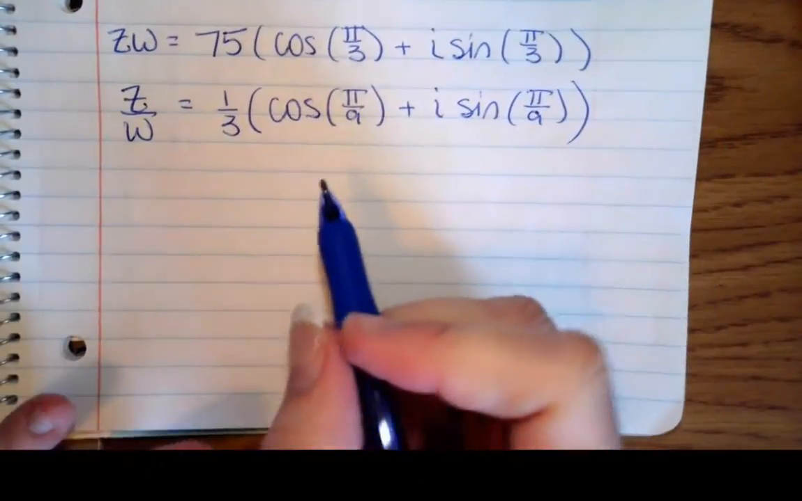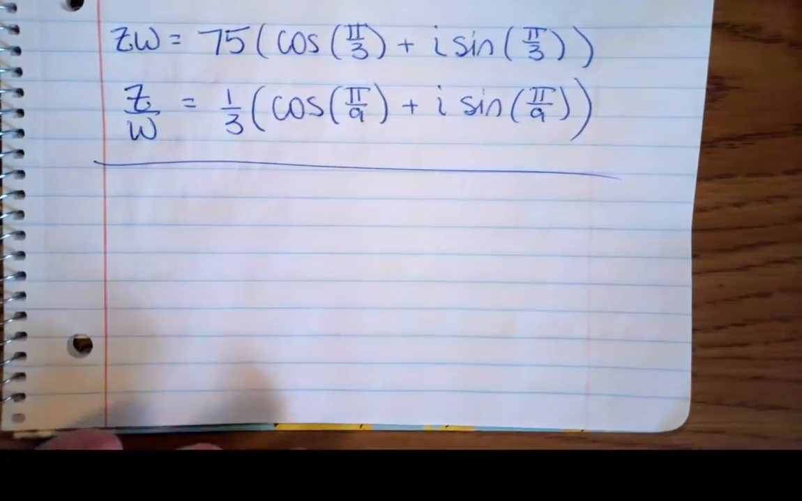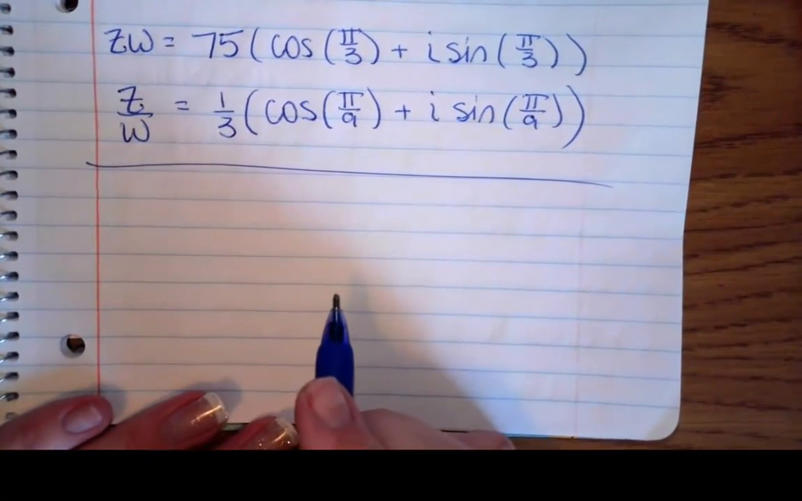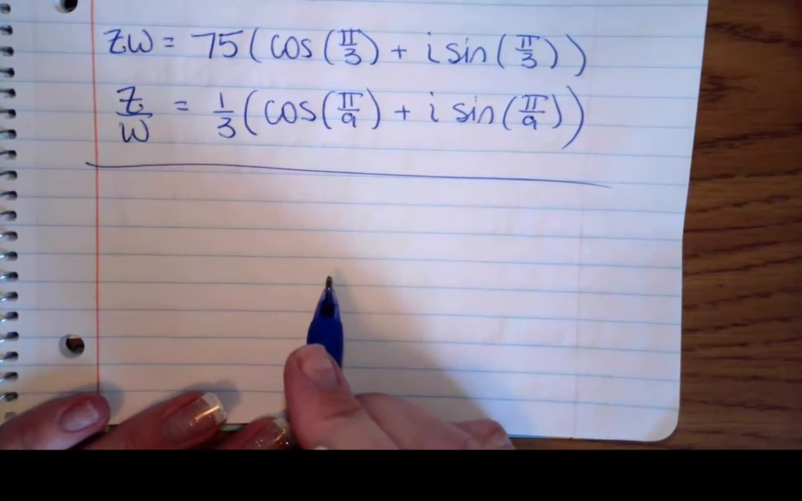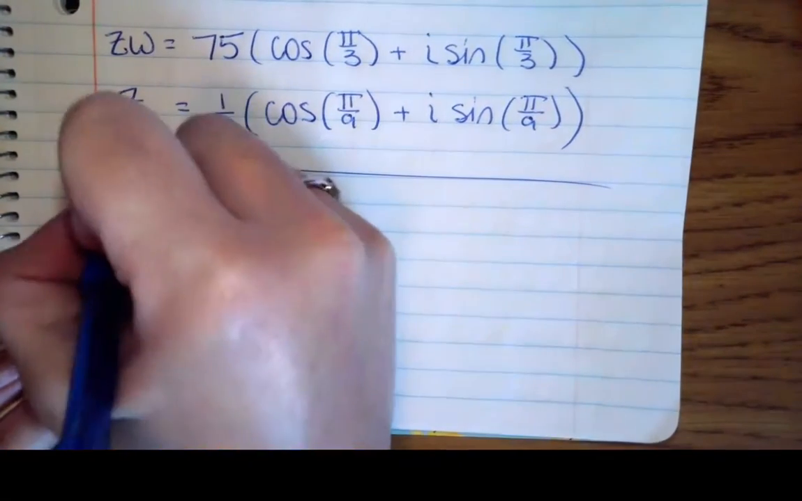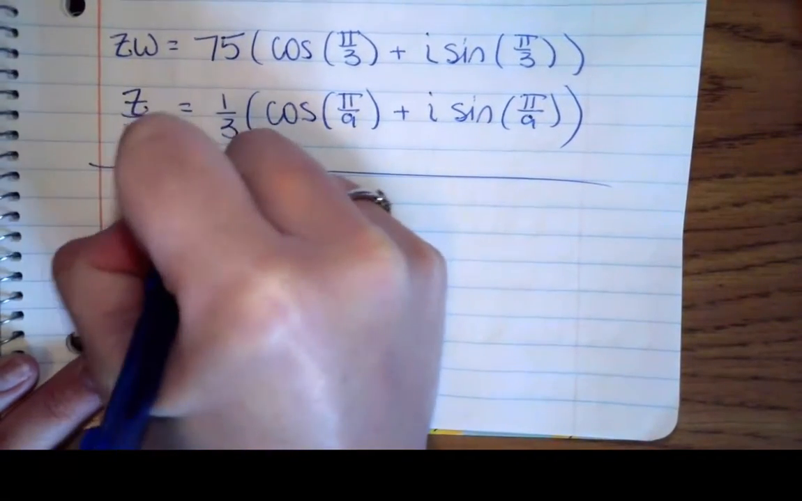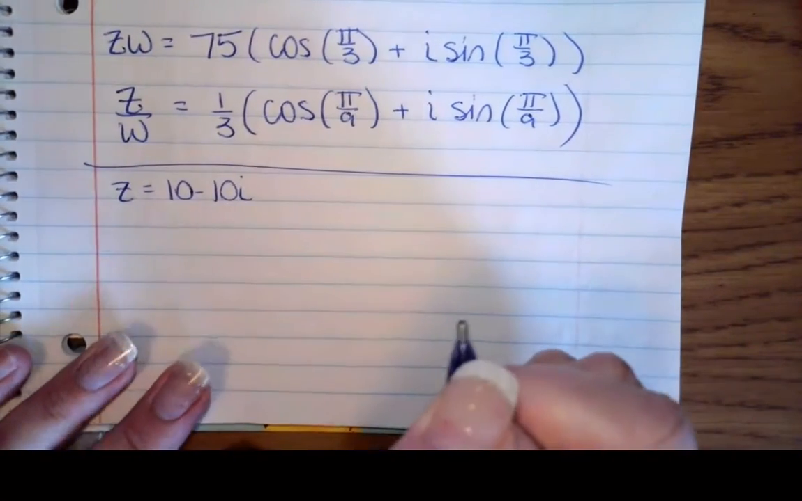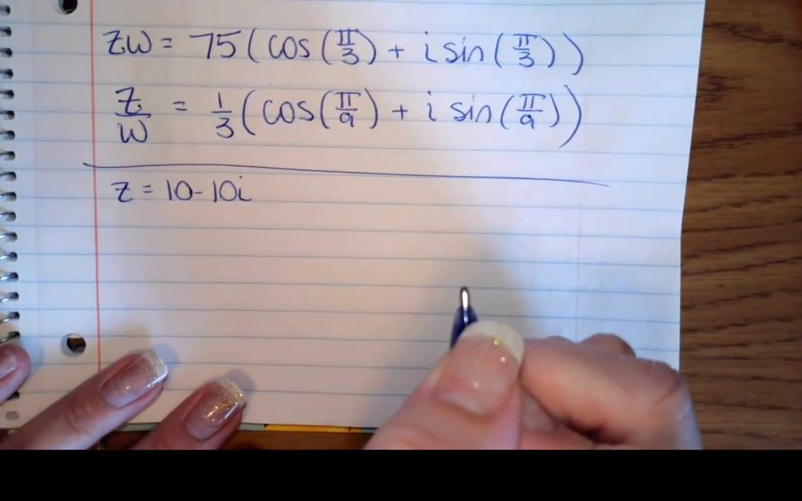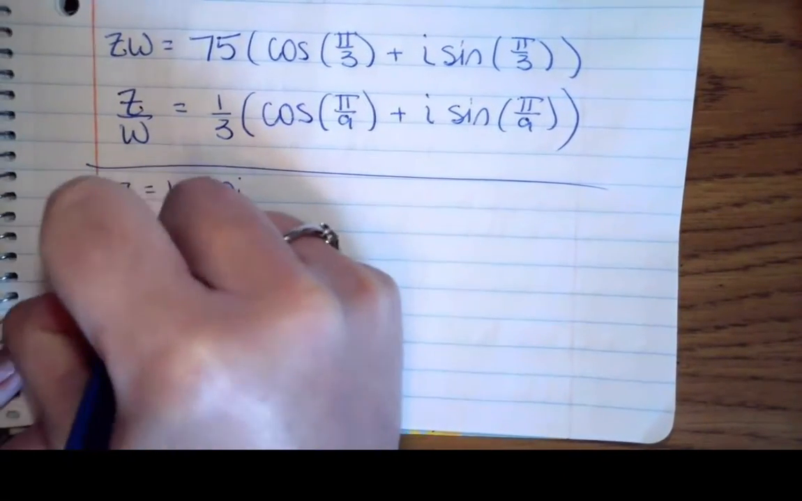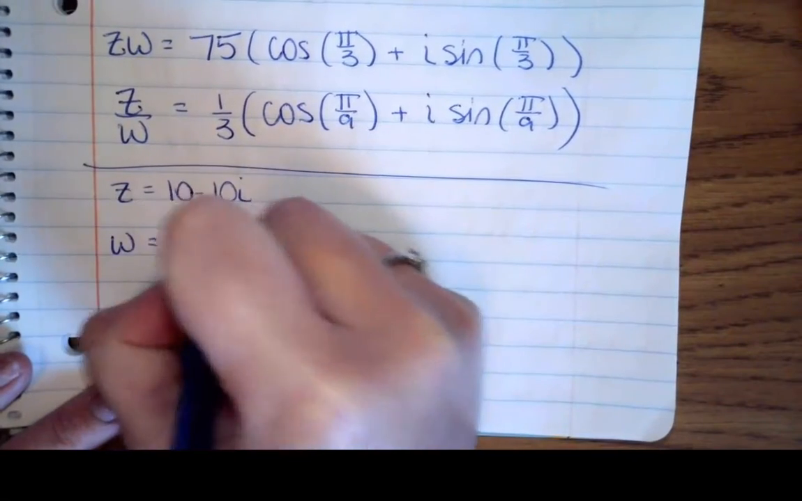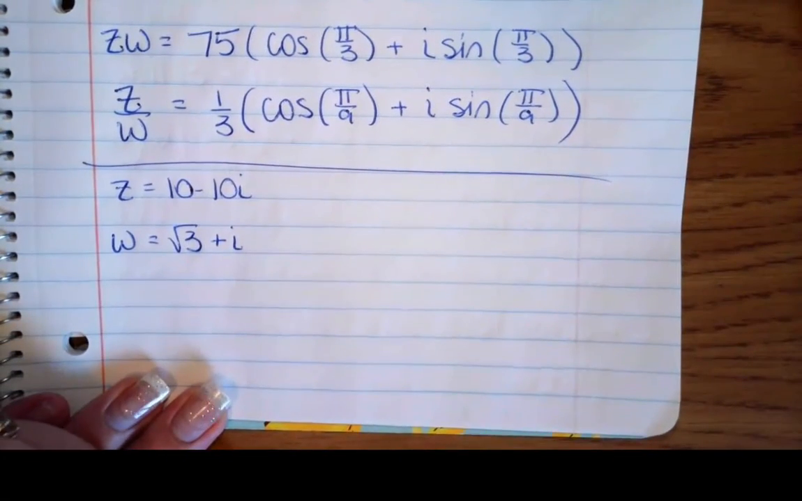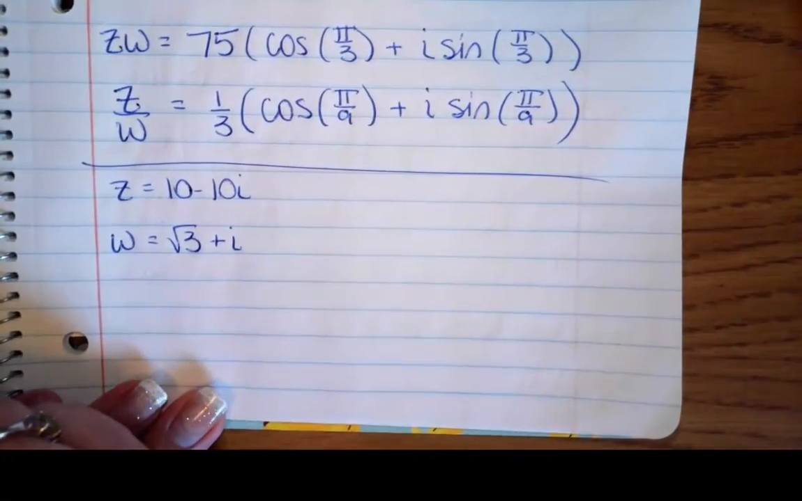Okay, so let's do one more like that, and then we'll clean it up a little bit. Actually, this video is probably going to go a little bit longer, just because I don't feel like making a third one. All right, so I've got z equals 10 minus 10i, and I've got w is root 3 plus i. So first thing I need to do is convert into polar, and then I can get to exponential.